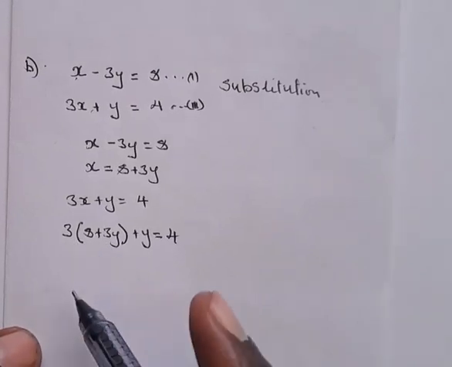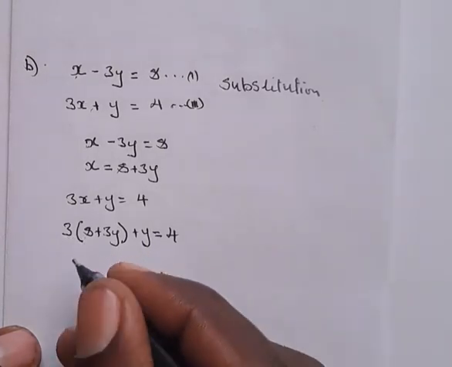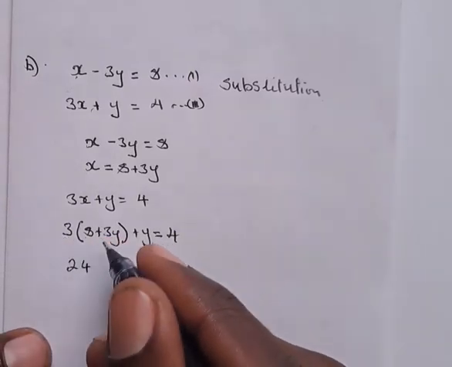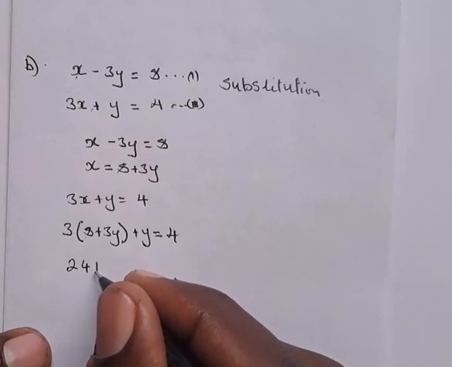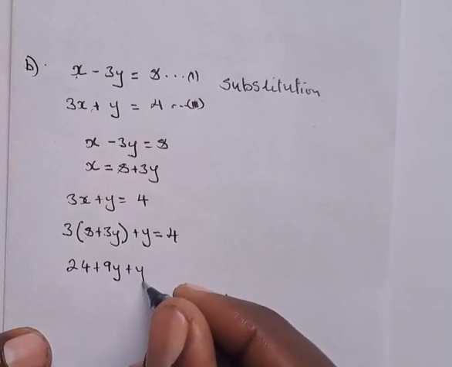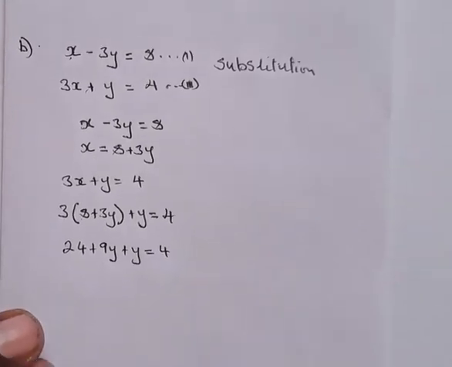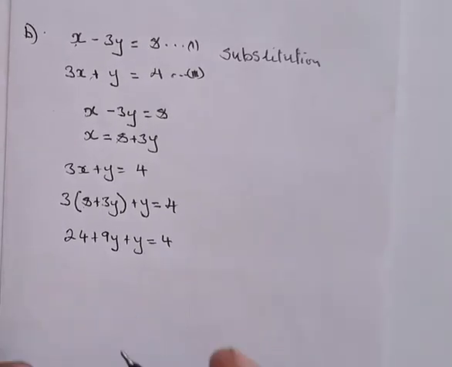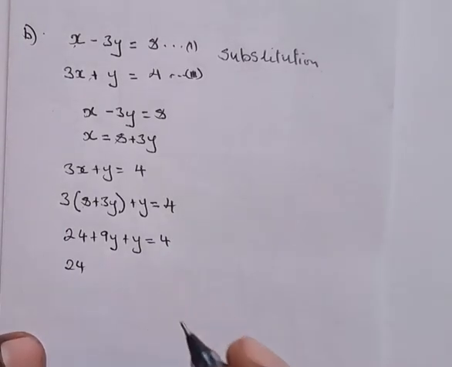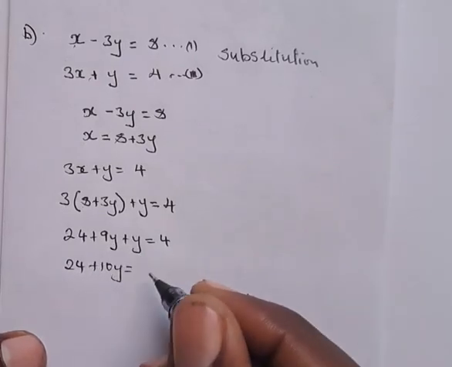Then let us expand this with the distributive law. 3 times 8, that is 24, I guess. Yeah, I'm confident. Then 3 times positive 3y, that is positive 9y. Then we continue here, plus y is equal to 4. Then we try to simplify them further. I want to go step by step. Then 9y plus y, that is plus 10y, so 24 plus 10y is equal to 4.